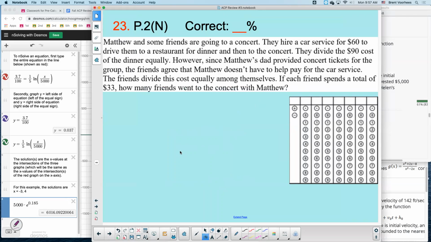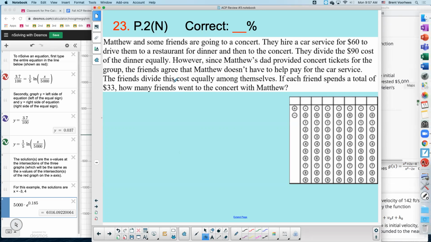Matthew and some friends are going to a concert. They hire a car service for $60 to drive them to a restaurant for dinner and then to a concert. They divide the $90 cost of the dinner equally. However, since Matthew's dad provided concert tickets for the group, the friends agree that Matthew doesn't have to help pay for the car service. The friends divide this cost equally among themselves. If each friend spends a total of $33, how many friends went to the concert with Matthew?